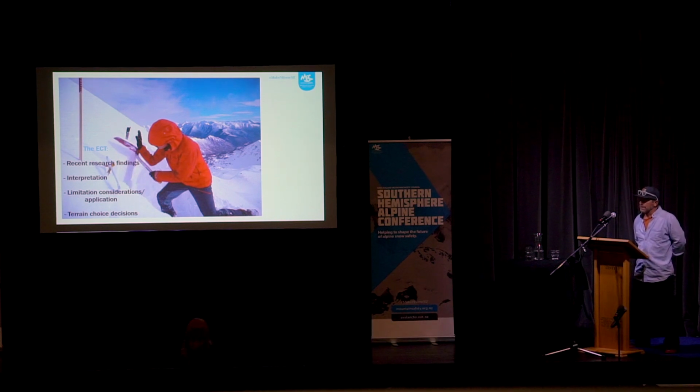I think I put in the description as compelling evidence of recent tests and tying the ECT to interpretation of stability, which is how they've termed it, and I think you'll find those things interesting. And then I've tied it also to the application and limitations that we come across when we're doing tests. And then lastly, some of my own thoughts about the terrain choice decisions that you make given the information that you've got and some of those limitations. So that's what I've got in mind here.